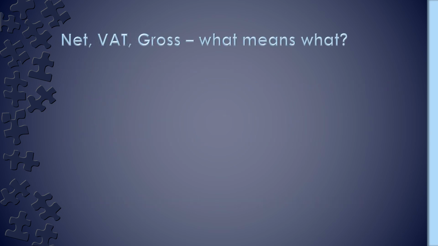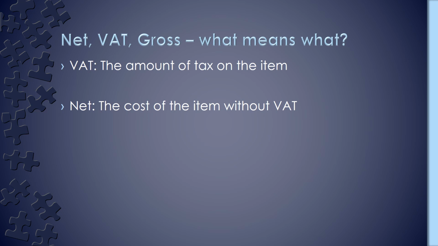So what's the terminology when we are talking about VAT? We've got net, VAT and gross. So what means what? Your VAT is the actual amount of tax on the goods or services that you're buying or selling. Your net amount is the cost of the item without VAT, so it's before you add your VAT on. And your gross is the total amount that you are going to pay or receive, which is inclusive of VAT. So the gross amount is the total of net and VAT.